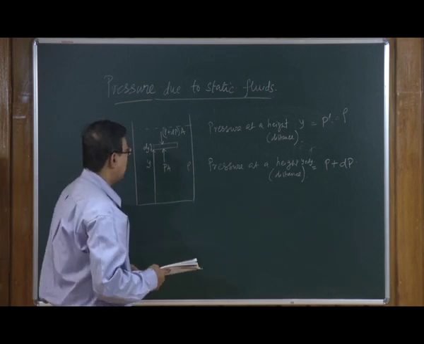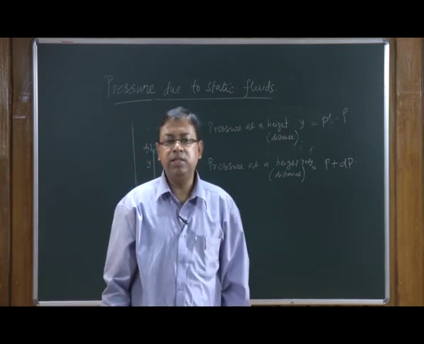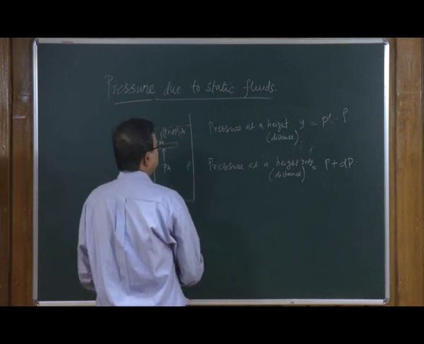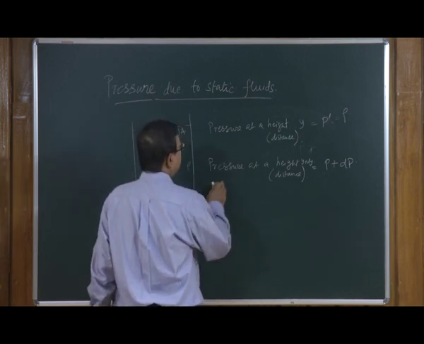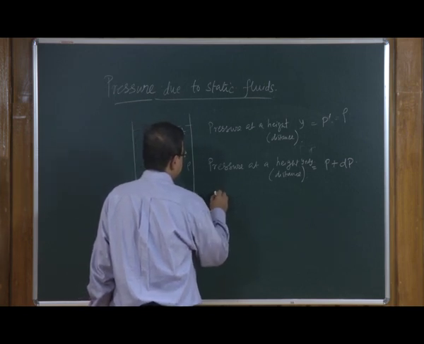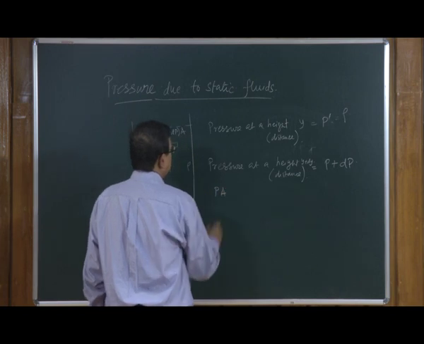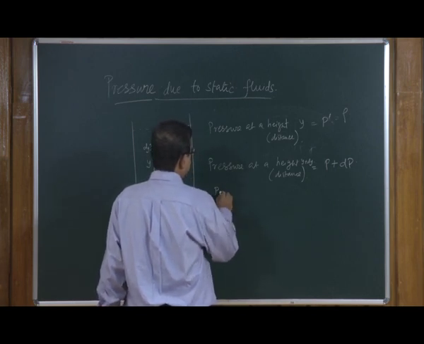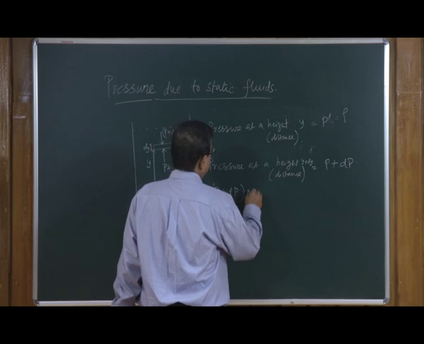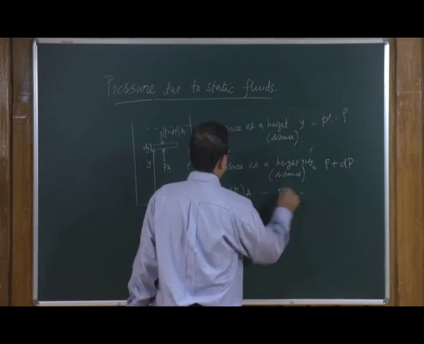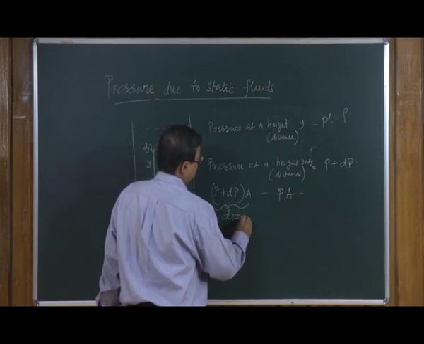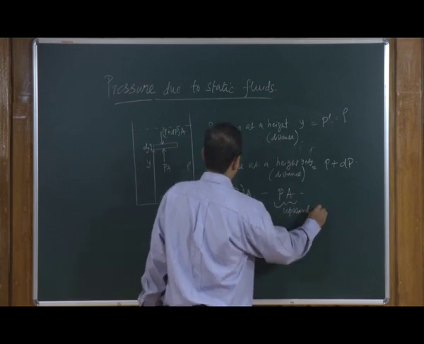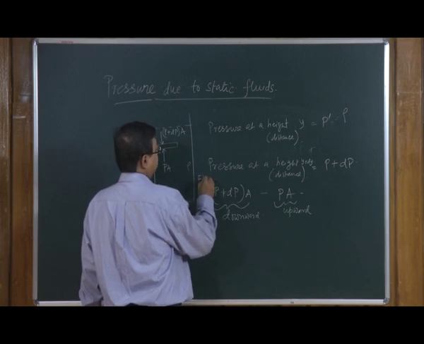A denotes the area of the slab, and of course, we also should consider the effect of gravity. But before we write the gravity, there is P A upward, and downward there will be P plus dP times A. So, this is the net fluid pressure force: P plus dP times A minus P A, with the first downward and the second upward.